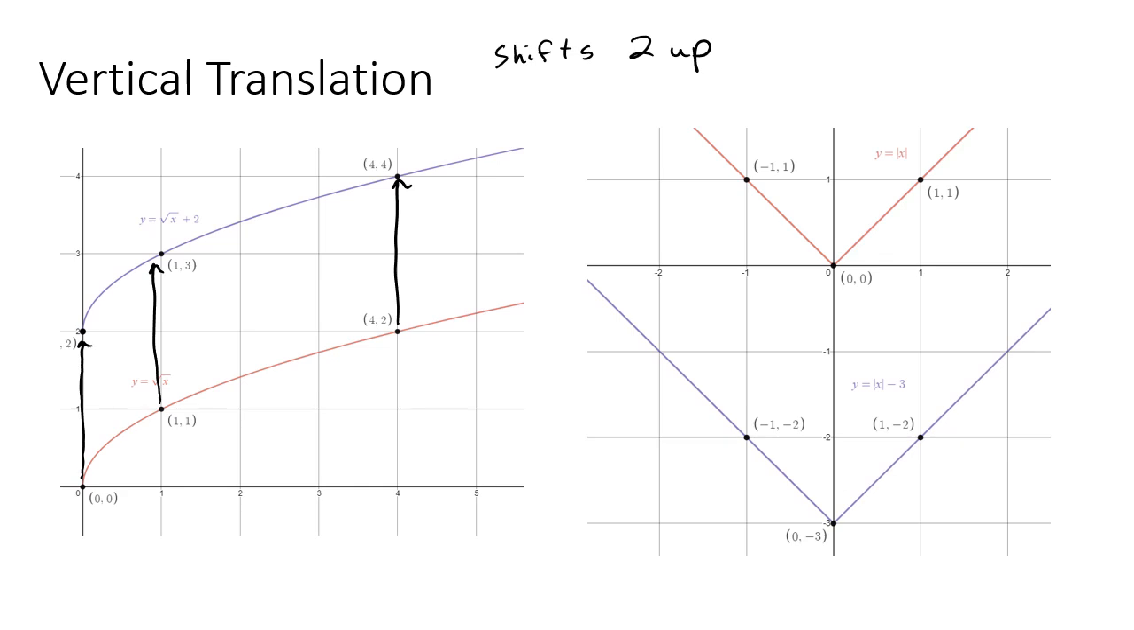If we had y is equal to absolute value of x as our base graph, so the red graph at the top is our base graph, and then we wanted to graph y is equal to absolute value of x minus 3. This minus 3 on the outside, we would say, shifts the graph down 3 in the negative direction. So every ordered pair, the entire graph would just go down 3 units.